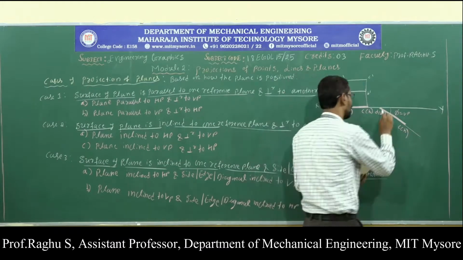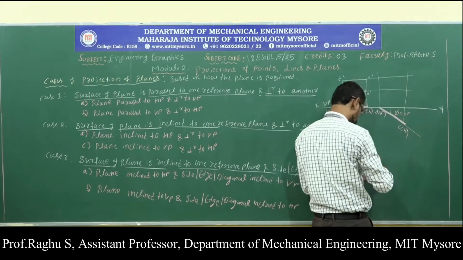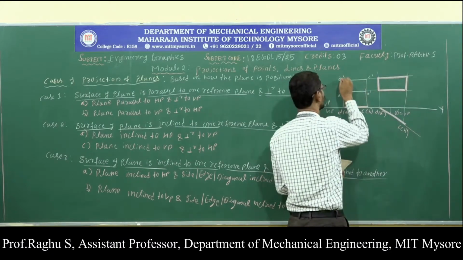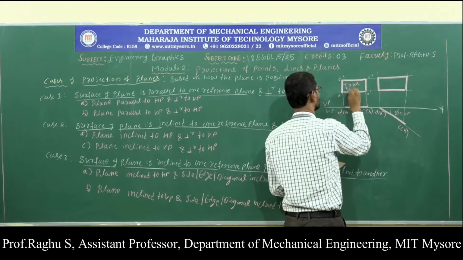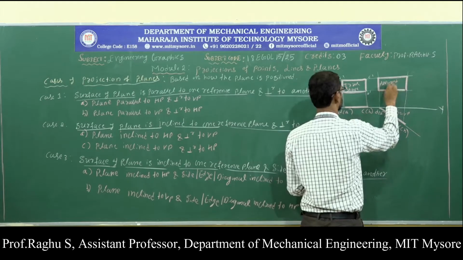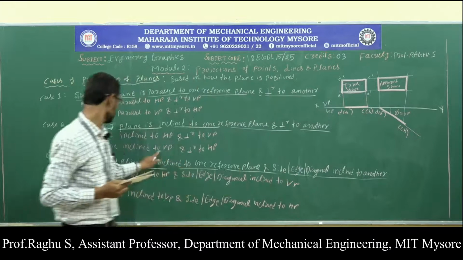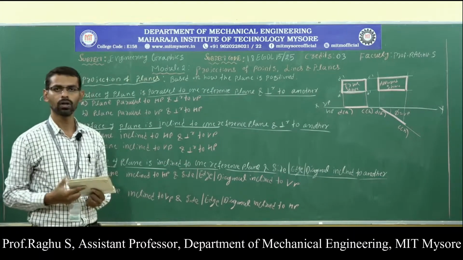Now draw projection lines, so we will get the apparent shape. So this is the apparent shape. This is the true shape of the lamina. This is the apparent shape. So this is the solution for case 2, when the lamina is inclined to VP and perpendicular to HP.